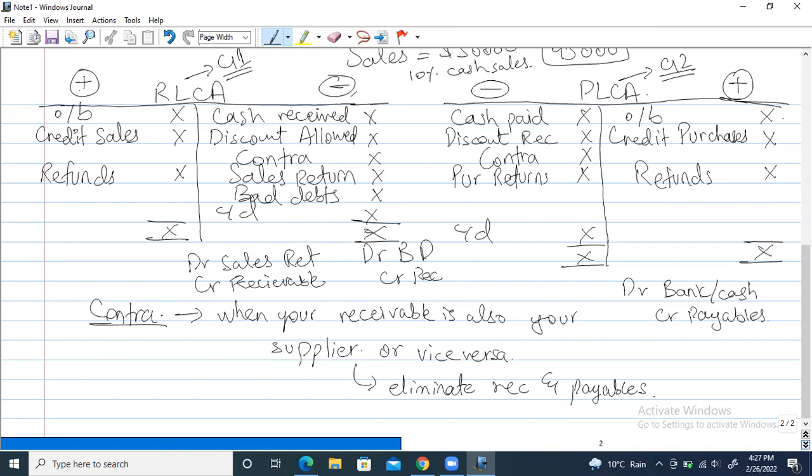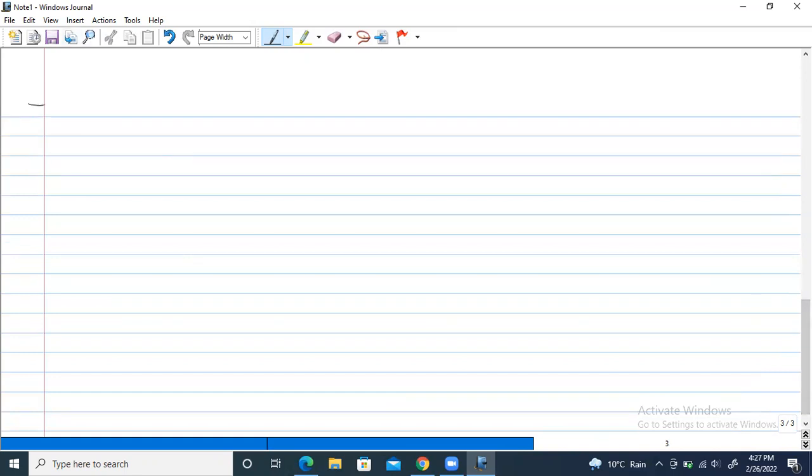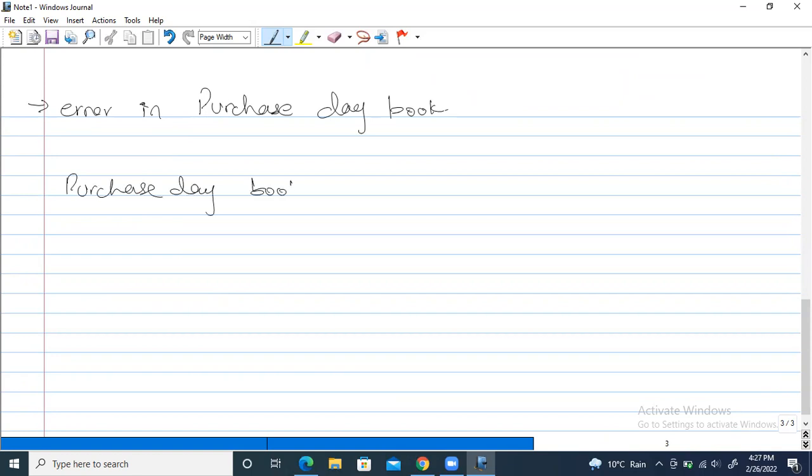Again, one more thing over here. Always remember that if there is an error in the purchase day book, let me explain one thing over here. I'm writing two words over here. One is purchase daybook and one is sales daybook, because these two are the source documents from where we'll pick up the information for both receivables account and payables account, right?